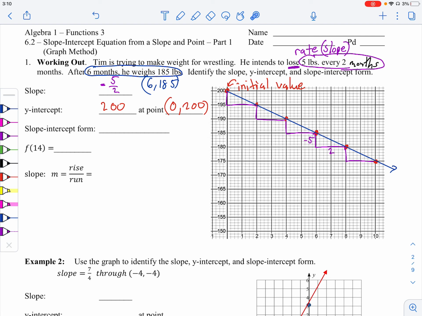Okay, so our slope-intercept form, again, we're using f of x now. f of x equals mx plus b. So f of x equals something x. Our slope is negative 5 over 2, so negative 5 pounds every 2 months. And then we started at 200 pounds, so that's our initial value, 200. Remember, it's 2 months, not weeks. Okay, so f of 14.